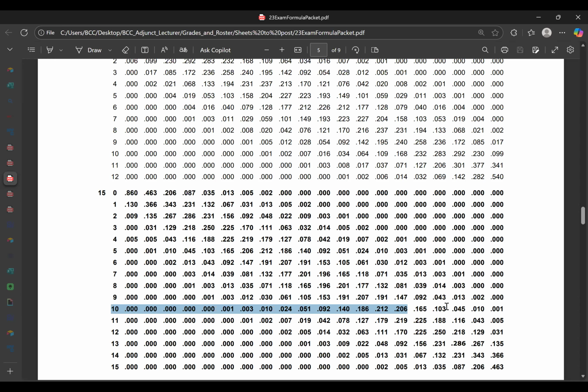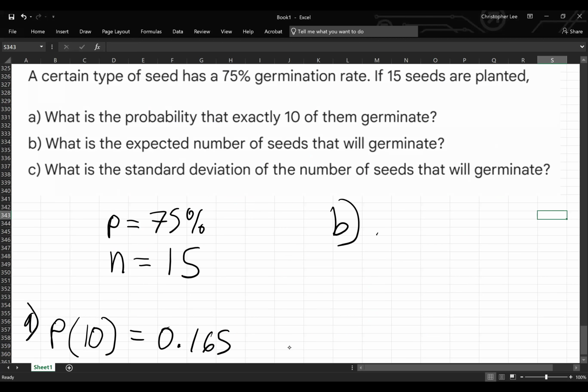So for expected value, your expected value is the mean mu, which is equal to N times P. This is part B now. Just plug it in: 15 times 0.75. So N times P, or did you choose your own formula today? No, that's it. It's in chapter 6. Now what's C? 11.25. Thank you. Okay, N times P.